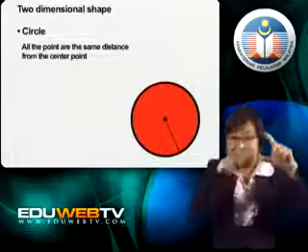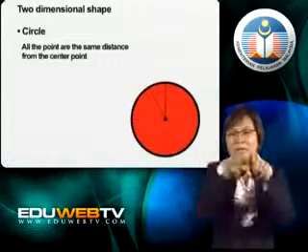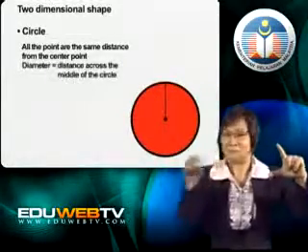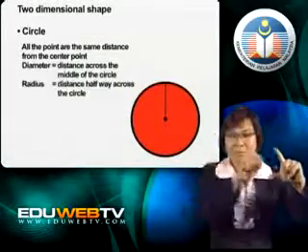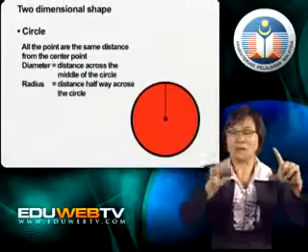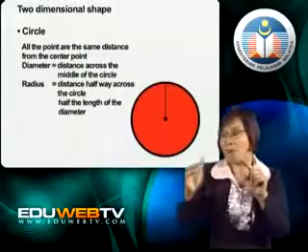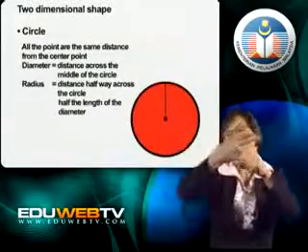A circle has all the points the same distance from the center point. A diameter measures the distance right across the middle of the circle, and the radius is the distance halfway across the circle. The radius is always half the length of the diameter.